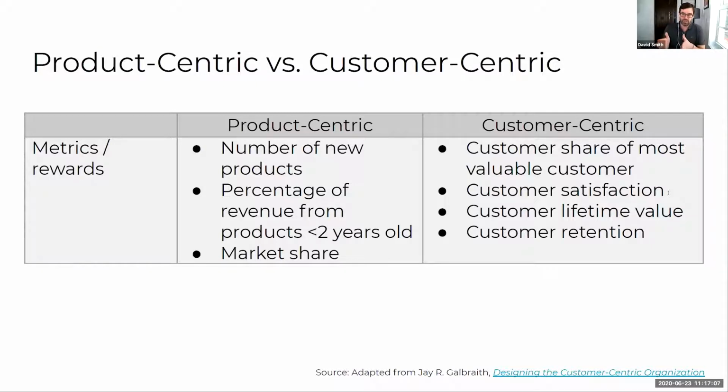A customer-centric view says, let's measure different things and assess the success of our company based on those things. There is customer share of the most valuable customers, customer satisfaction, customer lifetime value, customer retention. These are the things that you should measure if you're taking a customer-centric view of the world, and they can be a way to align the activities that you're undertaking in your business with value creation from your best customers.